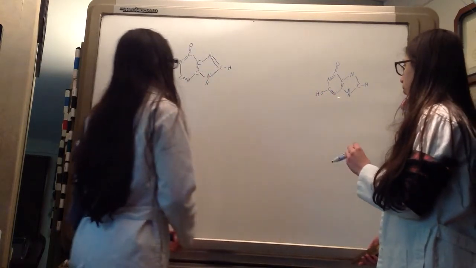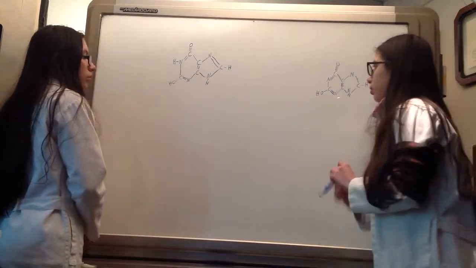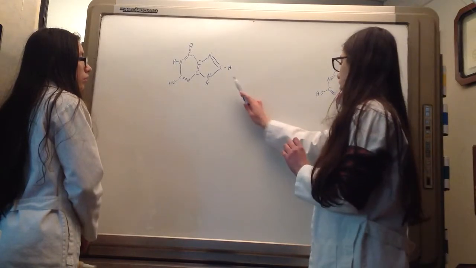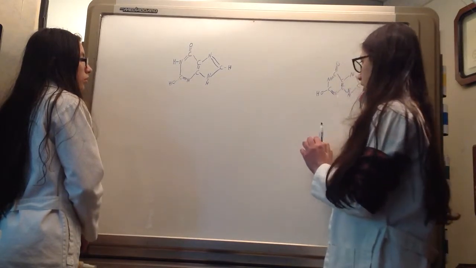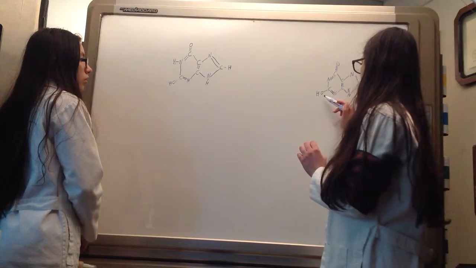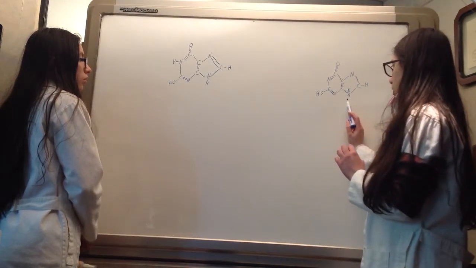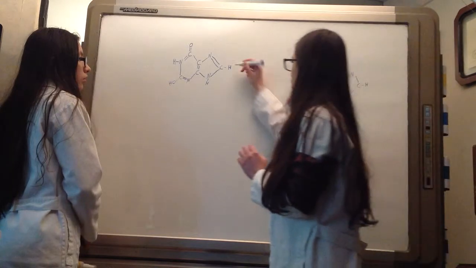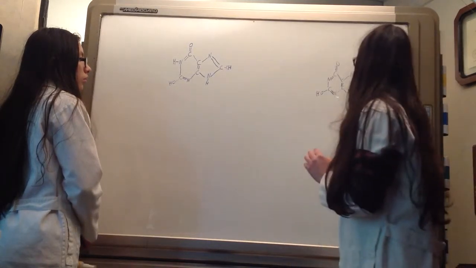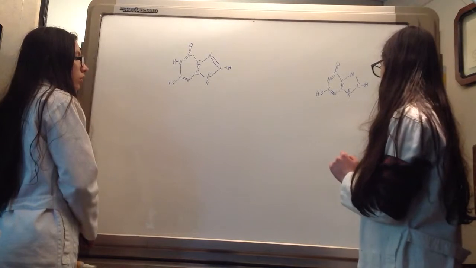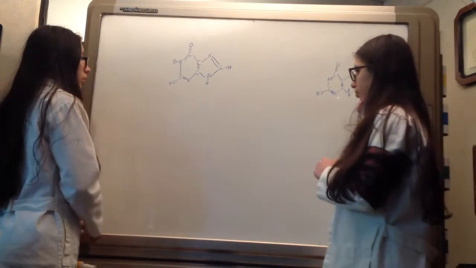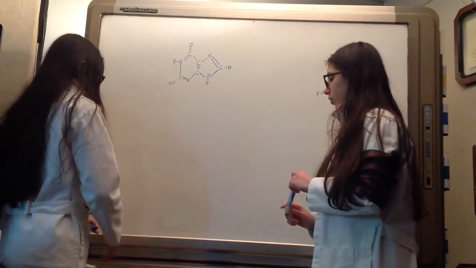And so now we have two xanthines, and then the same enzyme that puts this hydroxyl group, the xanthine oxidase, now puts a hydroxyl group here, and so now we have the uric acid or the urate.